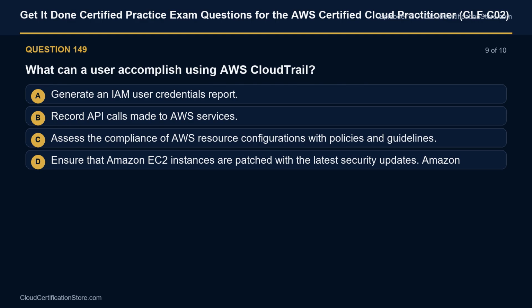Question 149. What can a user accomplish using AWS CloudTrail? Option A, Generate an IAM user credentials report. Option B, Record API calls made to AWS services. Option C, Assess the compliance of AWS resource configurations with policies and guidelines. Option D, Ensure that Amazon EC2 instances are patched with the latest security updates.